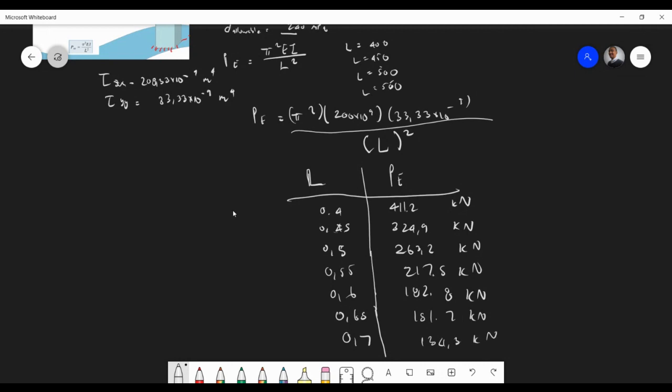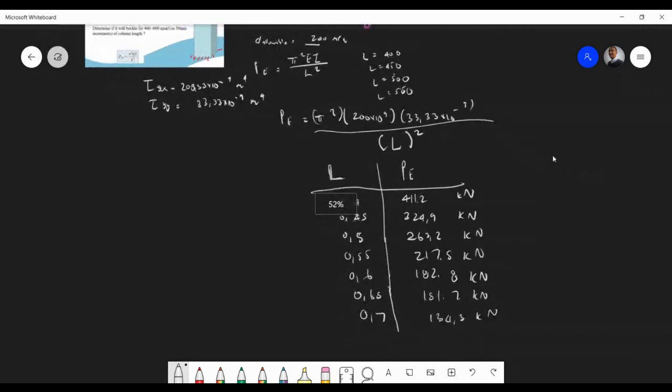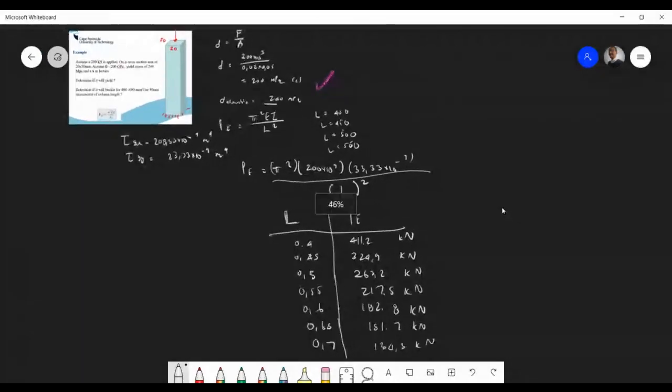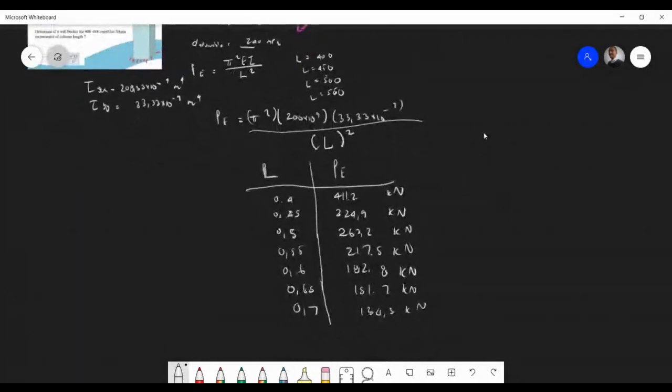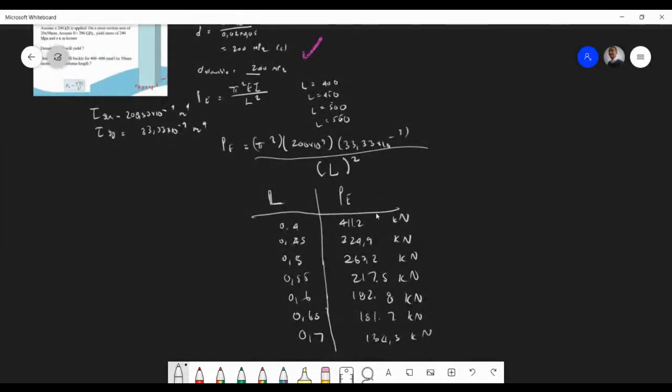That is a small exercise, right? So looking at all of this here, guys, at 400 mm, we get a P critical of 411. What do you think this value means?